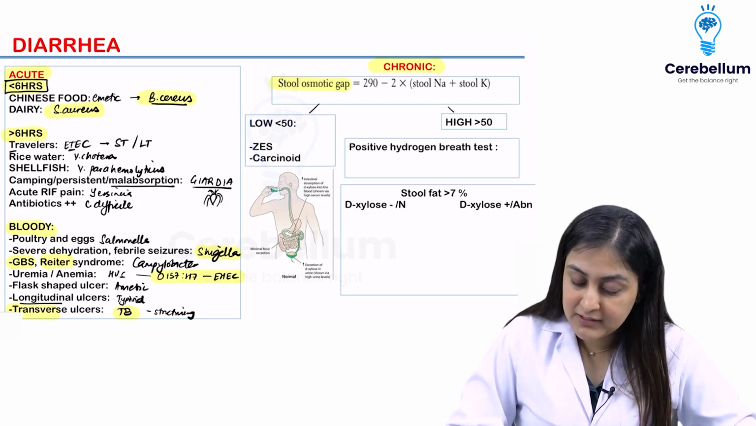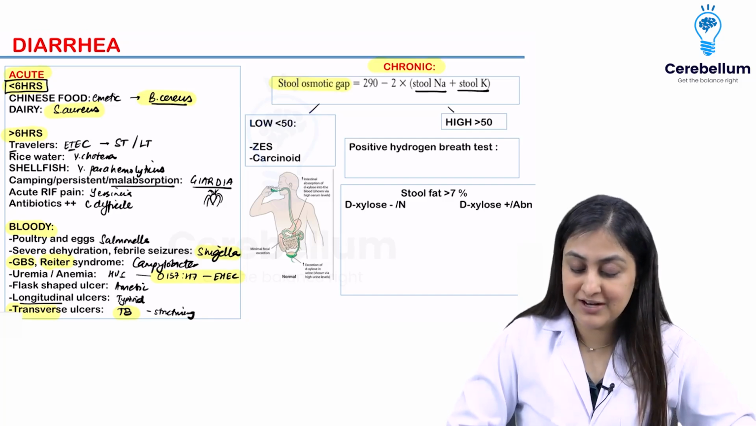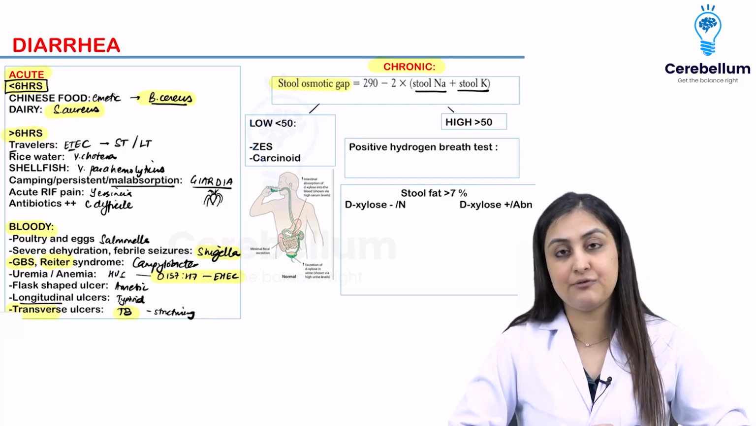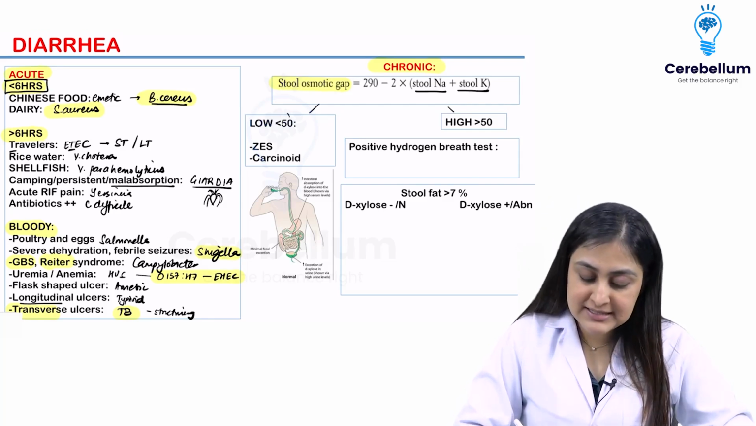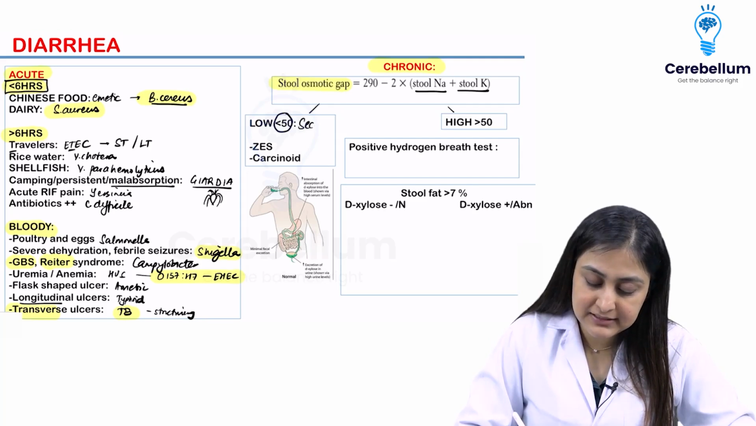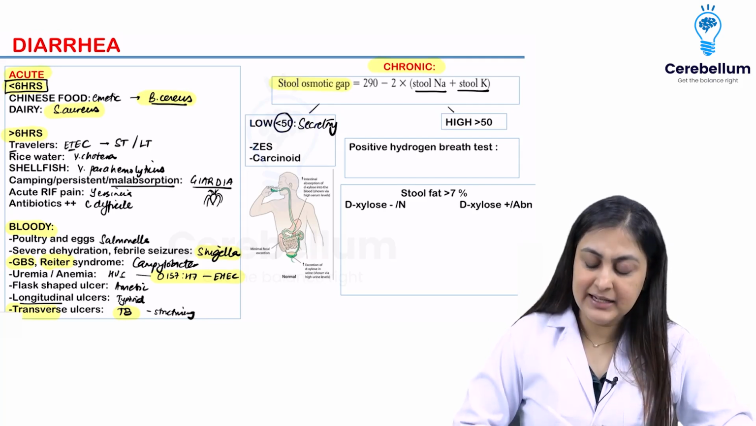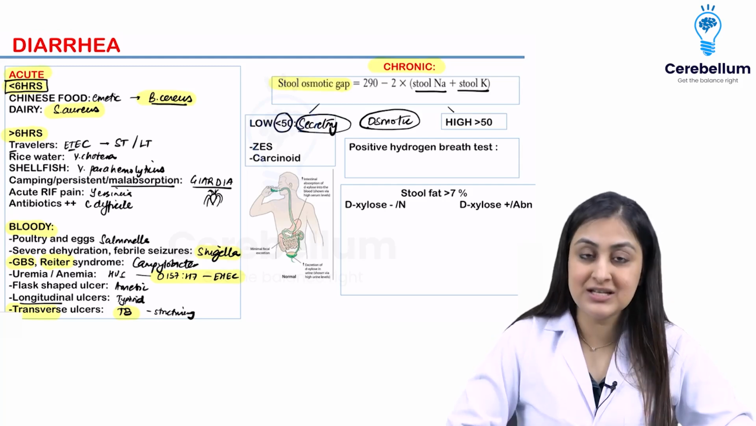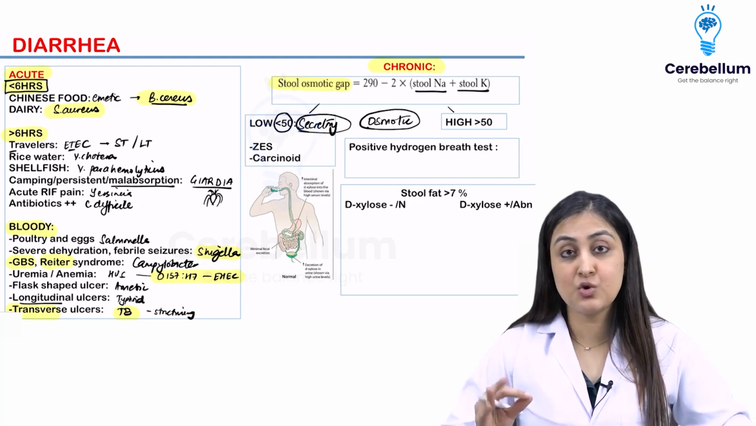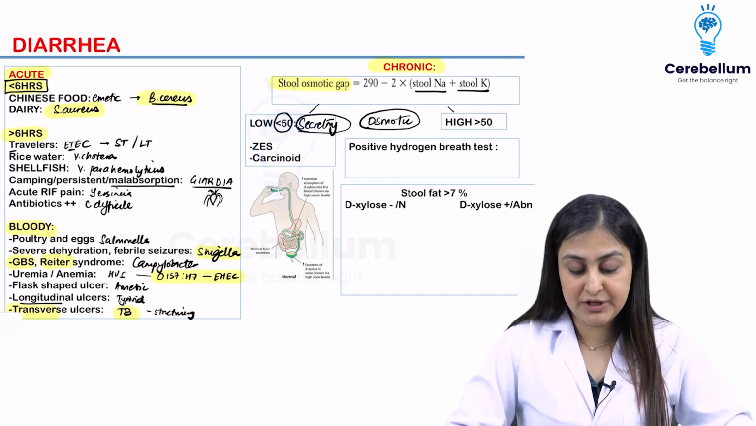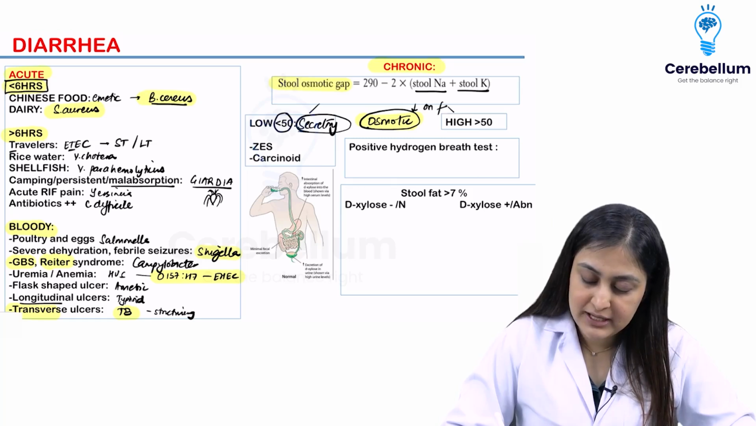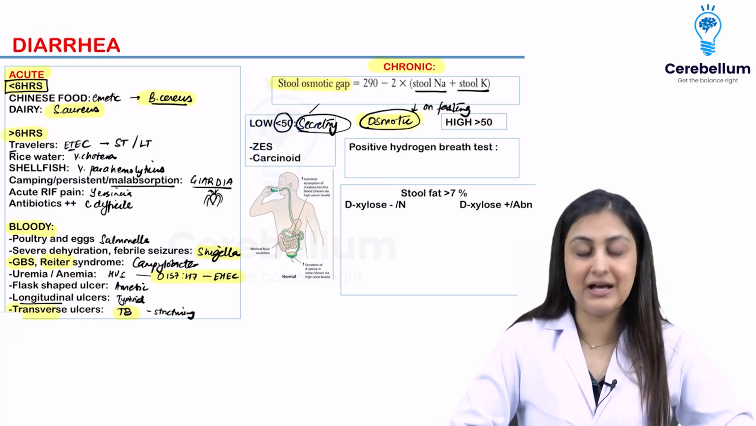So the formula here is you take stool sodium and stool potassium. This would be given to you in the question. Take the sum, multiply by 2 and subtract from 290. If it is less than 50, it means it is secretory diarrhea. Alright. If it is high, it means it is osmotic diarrhea. One more way of distinguishing is that if it resolves on fasting, it is osmotic, all right. So osmotic is the diarrhea which also reduces on fasting, whereas secretory is going to have no change.